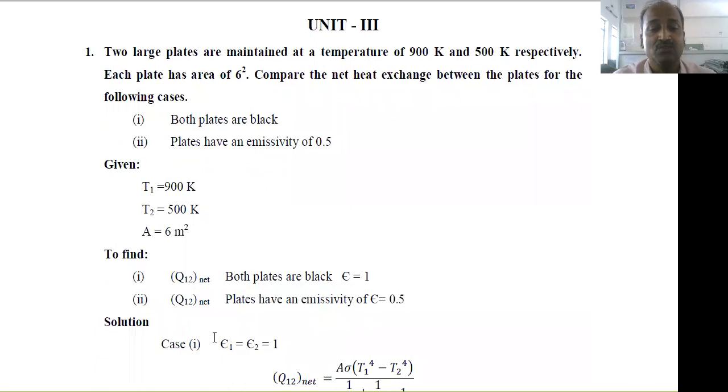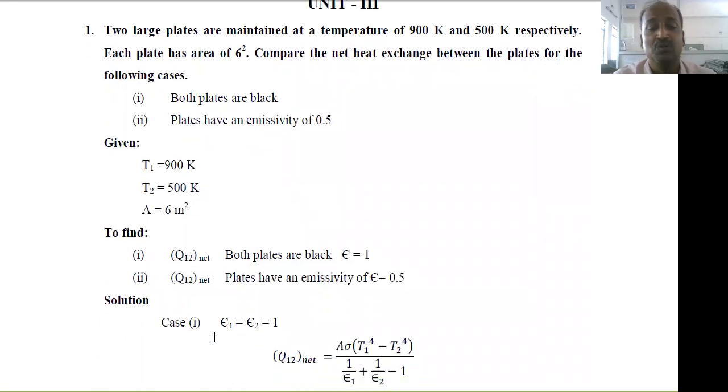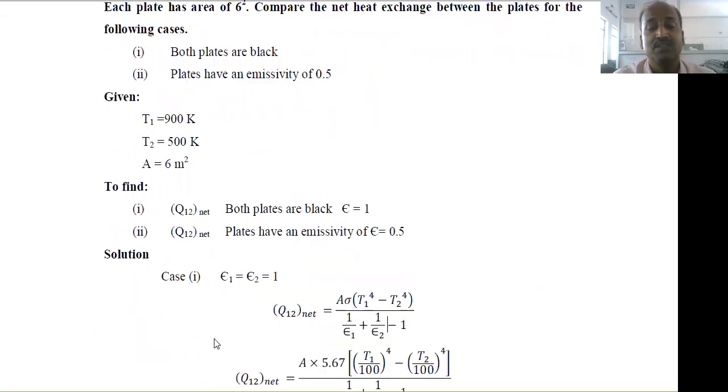So the first case we will take emissivity equal to 1. And in this equation, Q12 net, the net heat transfer from the first plate to the second plate, is equal to the area of the plate times sigma. Sigma means Stefan Boltzmann's constant. You have to remember that constant. Otherwise, no worry, it will be available in the data book. When you open the radiation chapter of the heat transfer data book, definitely you will have the value of the Stefan Boltzmann constant. No need to worry, but you have to be acquainted with the heat transfer data book.